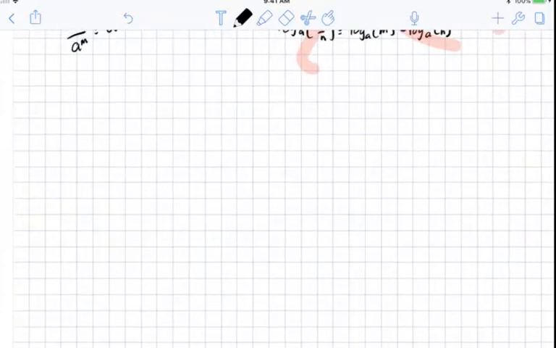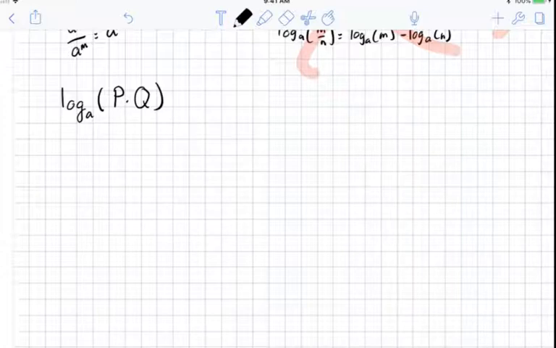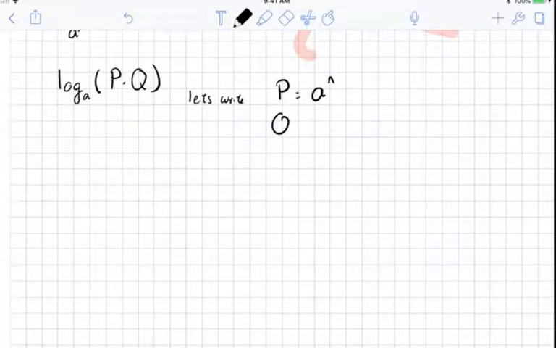Suppose somebody came up to me and said, hey, if I have a logarithm, base a, and I have two numbers, call them p and q, and I multiply them inside the logarithm, is there anything interesting I can do to those expressions? Can I simplify this at all? And what I would argue is, okay, well, let's write p as a to some power, and q as a to some power.